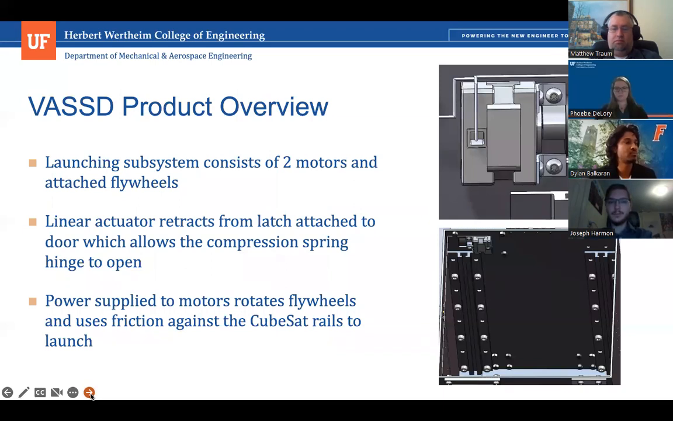So the launching subsystem consists of 2 motor flywheel subsystems, and as previously mentioned, the linear actuator will retract from the latch to actually open the door.